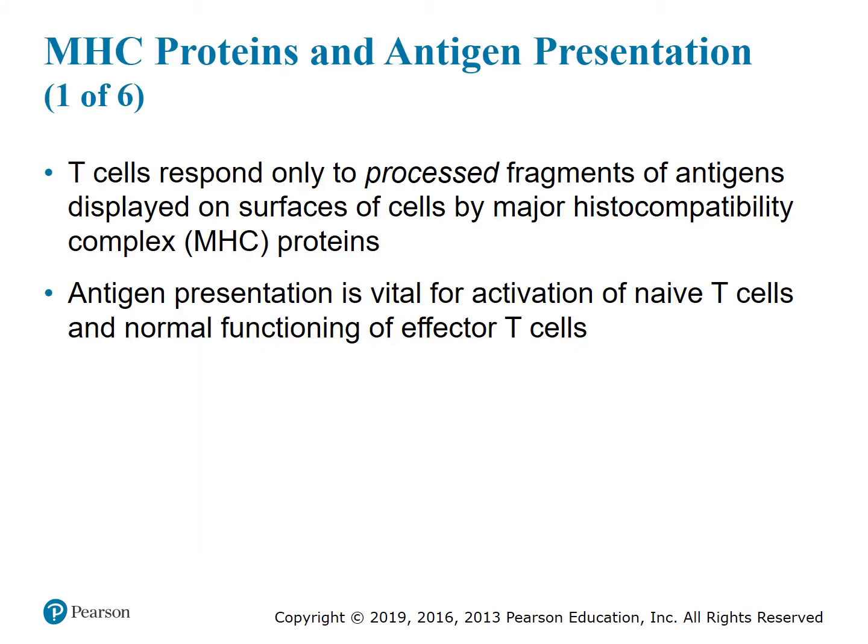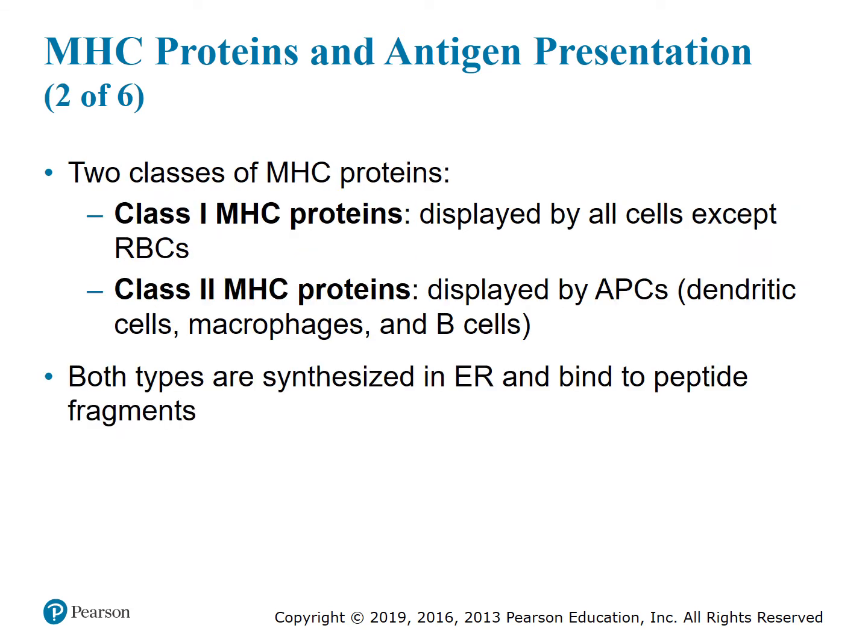MHC proteins and antigen-presenting cells. So T cells respond only to processed fragments of antigens displayed on the surfaces of cells by the major histocompatibility complex proteins. Antigen presentation is vital for activation of naive T cells and the normal functioning of effector T cells. So in fact, there are two classes of MHC proteins. The class 1 MHC proteins are displayed by all cells except red blood cells. And class 2 MHC proteins are only displayed by antigen-presenting cells, for example, dendritic cells, macrophages, and B cells.